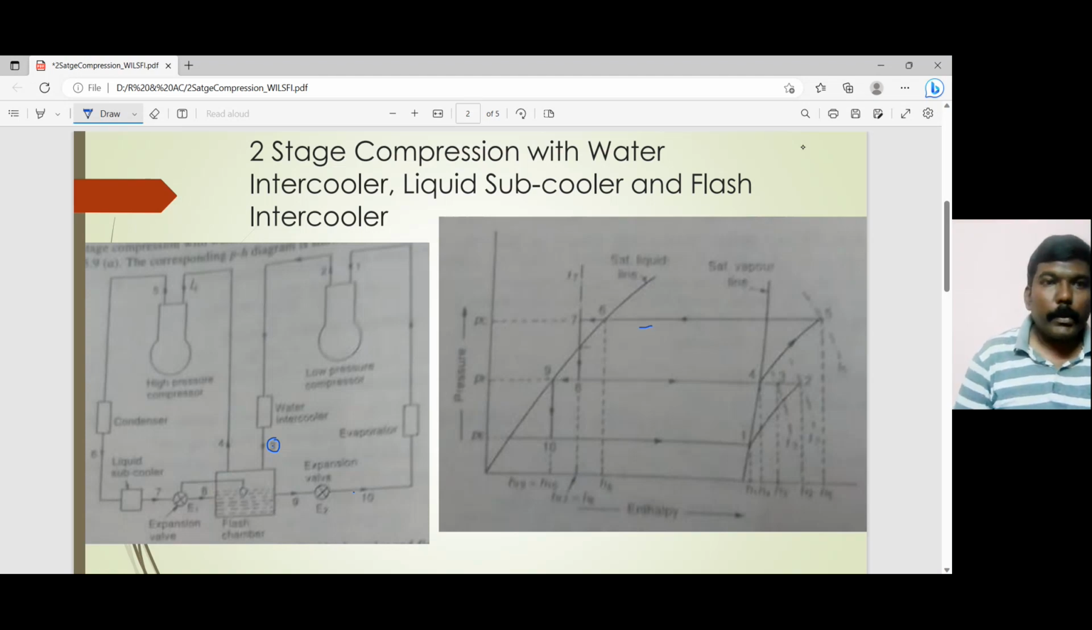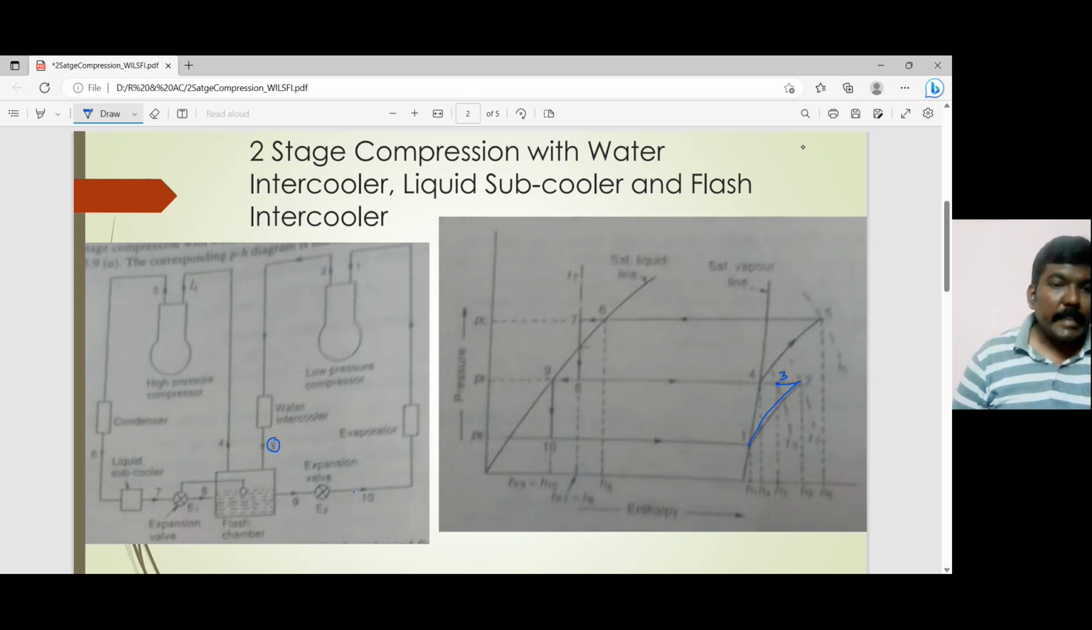Okay, so if you look at it, here you have point number 3. So it is in the superheated state. So 1, 2, that is your isentropic compression in the low pressure compressor. 2, 3 is intercooling in the water intercooler, where it is not desuperheated to the dry saturated state. It is still in the superheated state.